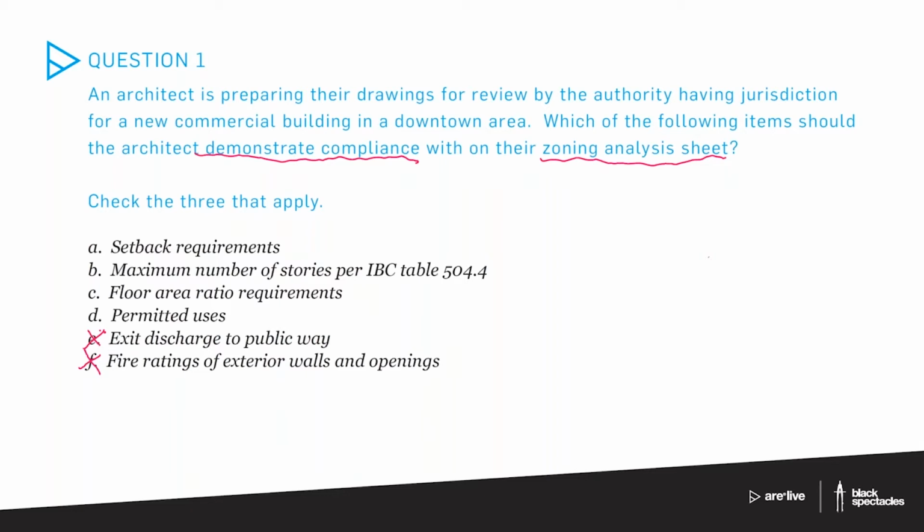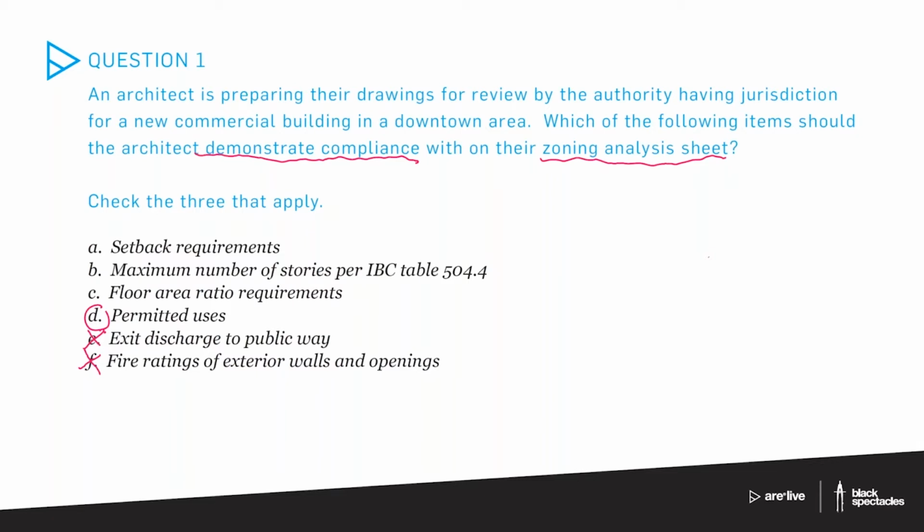But the types of uses that are permitted on a property are one of the major zoning requirements in any zoning ordinance, and that's definitely something that should be included on the zoning compliance sheet. And not only should you list what types of uses are allowed on a particular parcel of land, but you should list the types of uses that are going to be in your building so that you can show the AHJ that you're compliant with their requirements there. So with that said, permitted uses is definitely a correct answer.